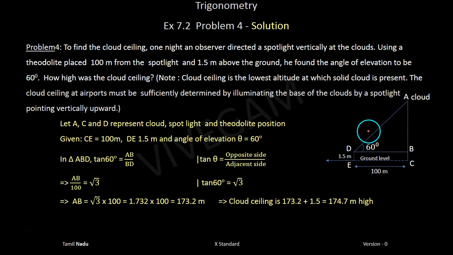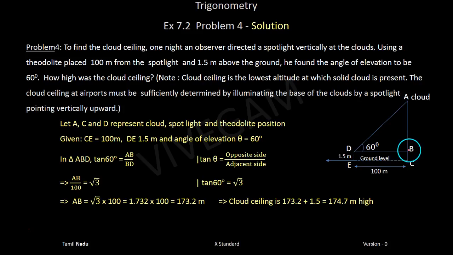Okay, now let A, C, D represent the cloud, spotlight and the theodolite. A is the cloud, C is the spotlight, and D represents the theodolite. What is given in our case? The horizontal distance from the theodolite, that is CE. This is your ground level, right? CE is 100 meters. And the theodolite is placed 1.5 meters above the ground, that is DE is 1.5 meters. And the angle of elevation is 60 degrees.